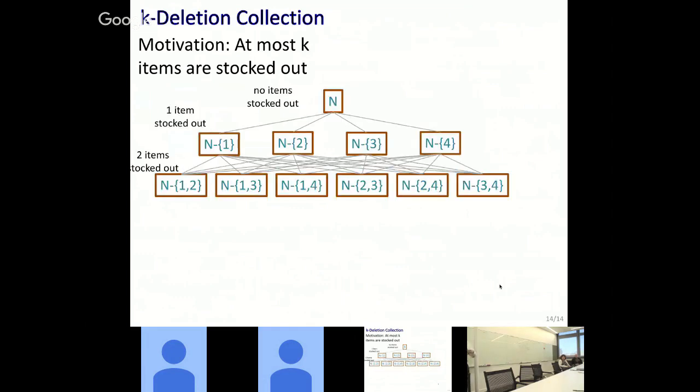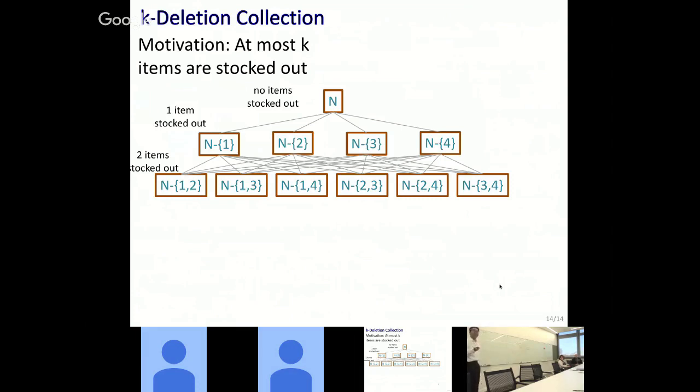Okay, so here's the setup. If every item on the shelf is available, that's this n. Suppose one item is stocked out, you have n minus 1, n minus 2, n minus 3, or n minus 4. Suppose you have 4 elements. And of course, if 2 items are stocked out, you have n minus 1, 2, n minus 1, 3, etc. The corresponding choice graph is these things where you have edges between nodes in consecutive levels, no edges between nodes in the same level, and no edges jumping more than one level. Okay, so that makes sense.